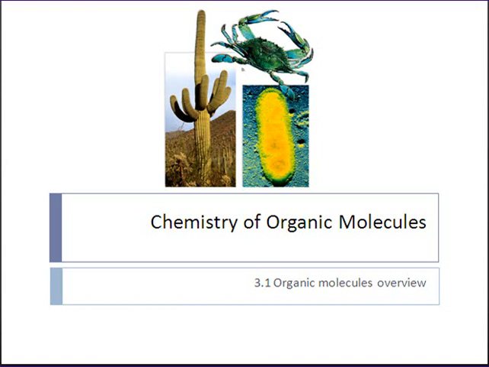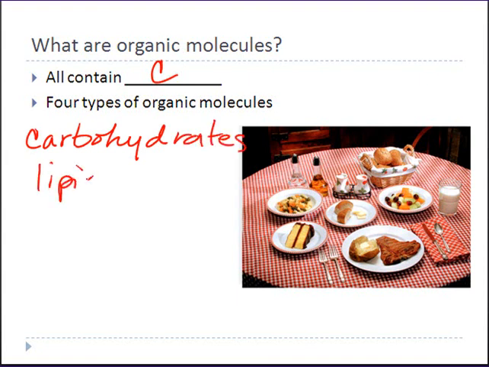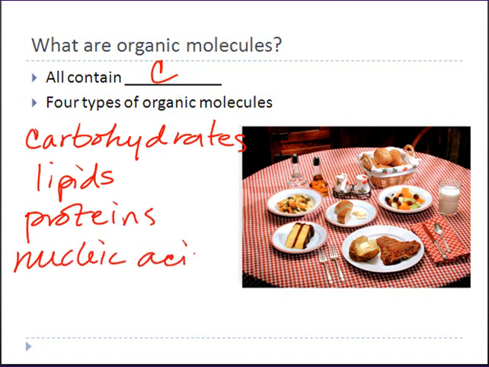Alright, so first things first, what the heck is an organic molecule? Well, an organic molecule is any molecule that contains a carbon. And all organic molecules have at least one carbon, and we eat organic molecules all the time, every time we sit down at the dinner table. There are 4 types of organic molecules we're going to learn about. Carbohydrates, or sugars, lipids, which are things like oils and fats, proteins, and nucleic acids like DNA and RNA.